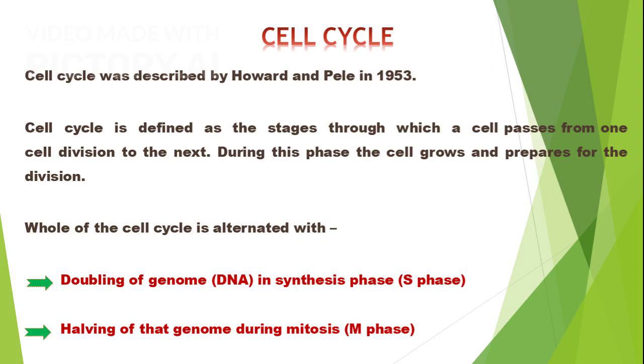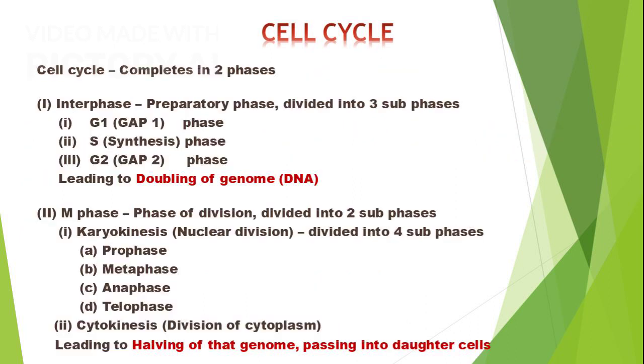During this cycle, the cell grows and prepares for division, alternating between genome doubling in the synthesis phase and genome halving during mitosis. The cell cycle is completed in two main phases: the interphase, which includes G1, S, and G2 phases, and the M phase, which involves nuclear and cytoplasmic division. This process leads to the doubling and halving of the genome, essential for cell division.